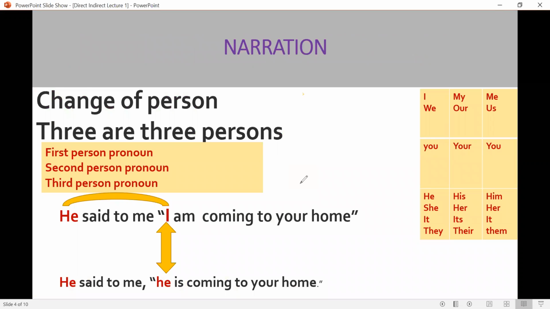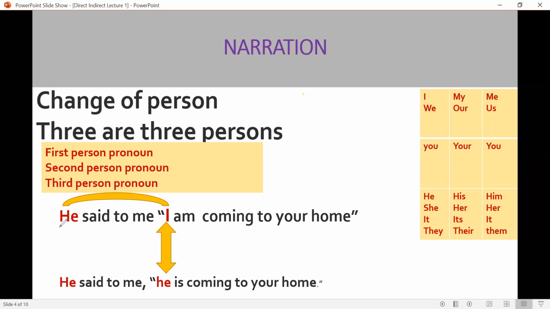Now you will be wondering what persons are. So first we will take a look at person. I and we are first person. This is the subjective case, this is possessive, and this is the objective case. Second person is you, your, and you. Similarly, the third person is he, she, it, and they. These are called persons: first person pronoun, second person pronoun, and third person pronoun. These are three kinds of person.